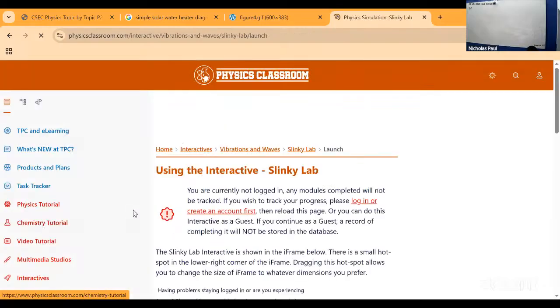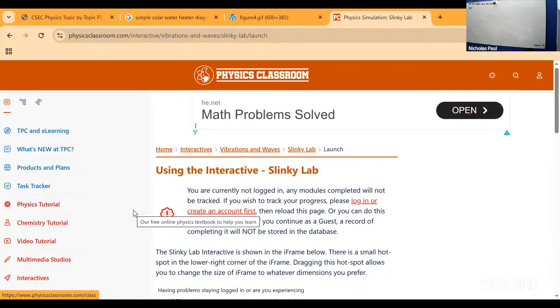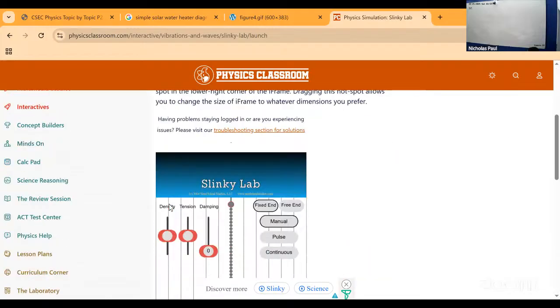If you want to do any simulation in physics, Physics Classroom, Java lab, and PHP can show you everything. So sometimes the problem with physics is that we don't see certain concepts. If you want to see it, you can try some of these simulations here.